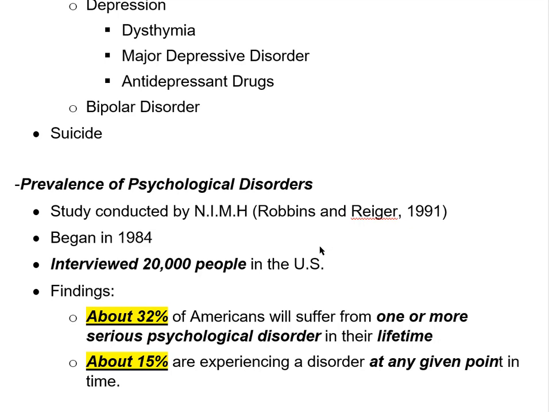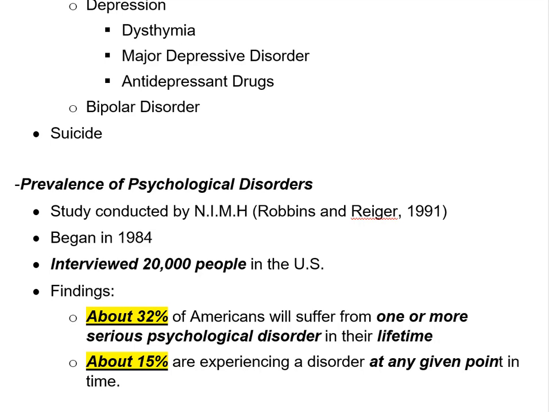The first big paper was published by Robbins and Regier in '91. As you've heard me say before, you'll never be tested on the names of these researchers or the dates of the publications, but I thought it'd be useful to some of you if you want to look into these topics later when you're doing a research paper. The study was large scale. It went on for years. It began in 1984. Over the course of the investigation, they interviewed something like 20,000 people in the United States.